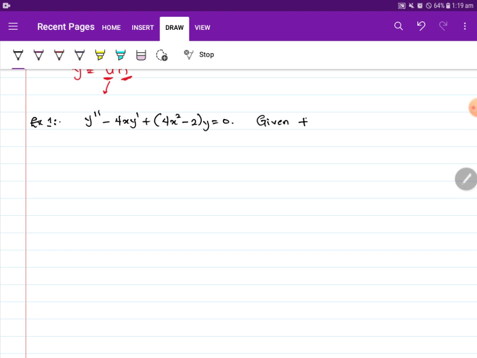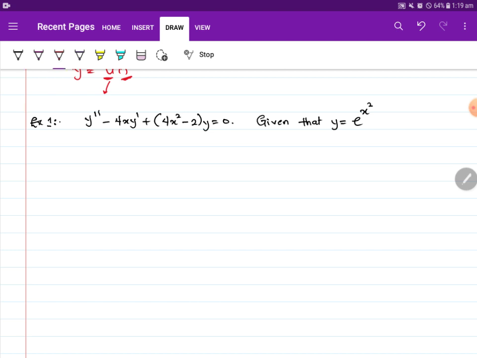that y = e^(x²) is a solution. Now, when you are given y = e^(x²) as a solution and asked to solve the question, the fact that you've been given one solution shows that it is the d'Alembert method.